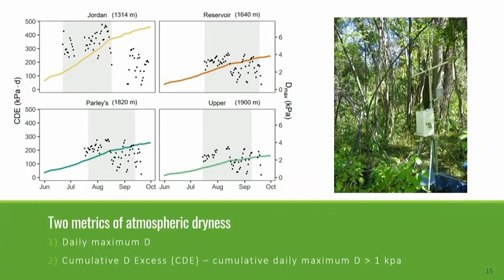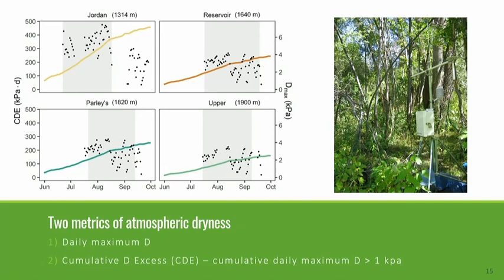And I wanted to look at both how these plants responded that same day to how dry the air was, as well as to the accumulation of dryness up through that day. So I had 2 metrics of atmospheric dryness. The first is the standard daily maximum D, and that's in the points on this figure. It's on the right-hand axis. And so at Jordan, for example, the lowest elevation site, unsurprisingly, it was also the driest, and some days the D reached about 6 to 7 kilopascals, which is very dry.